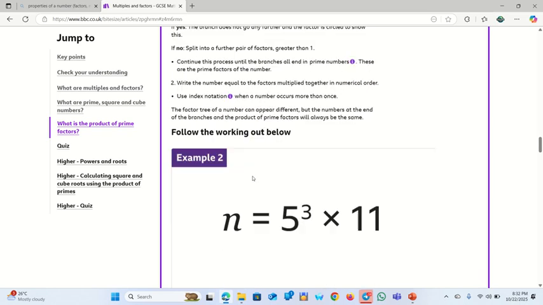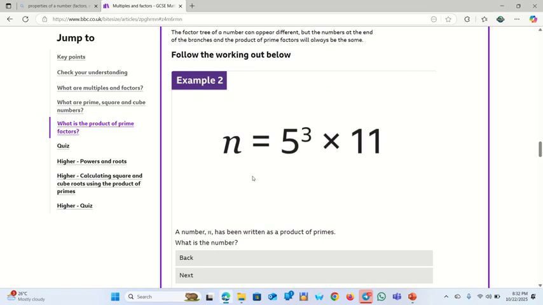So example number 2: n is equal to 5 cubed multiplied by 11. Are you there? So what is 5 cubed? 5 cubed is 125. Okay, you multiply by 11, what will it give you?